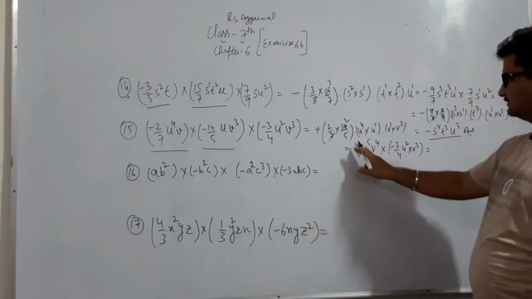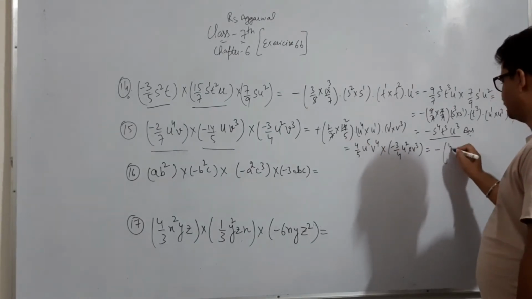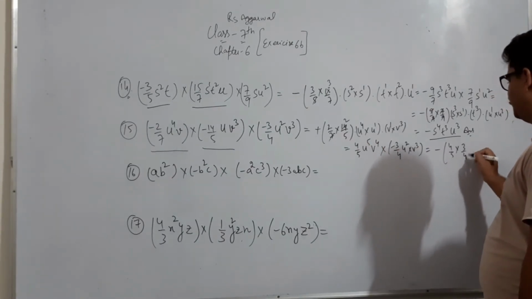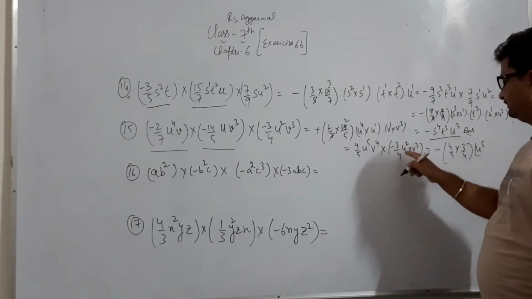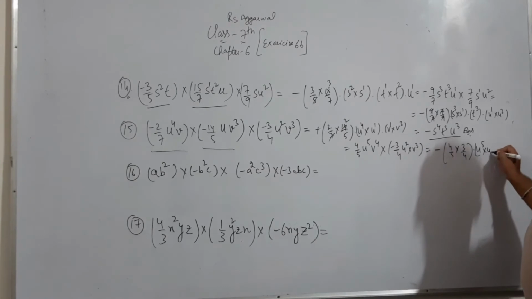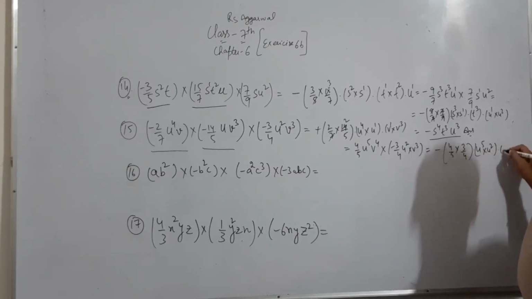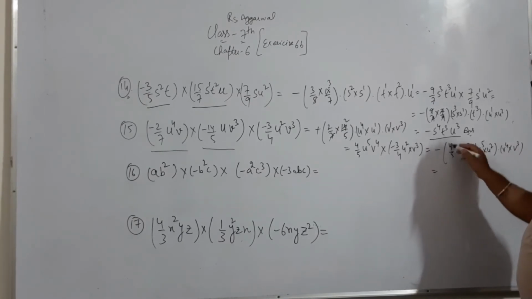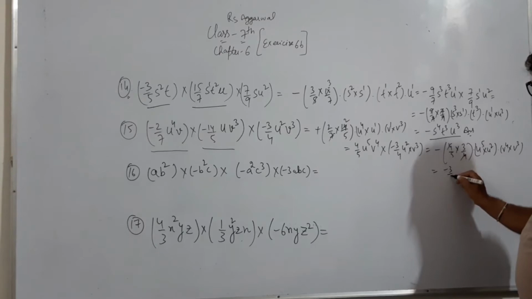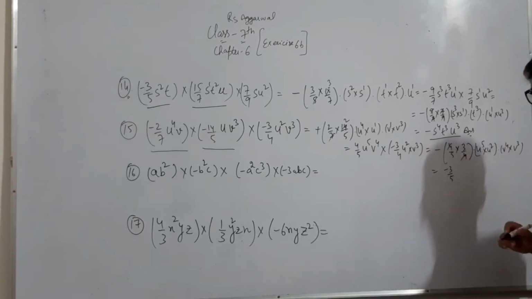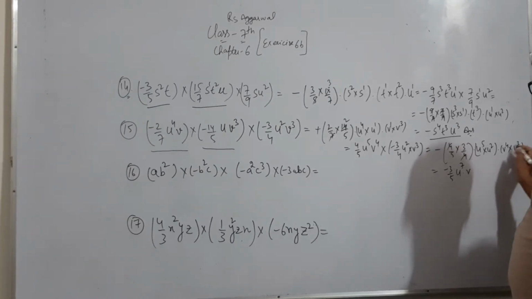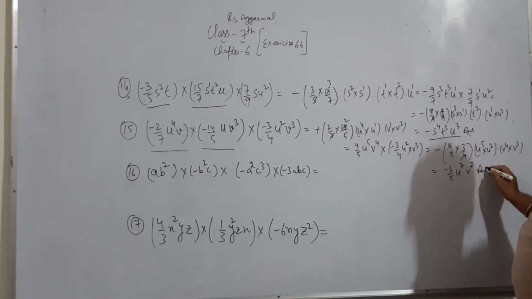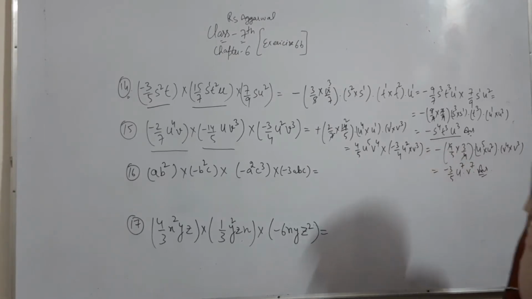Multiply the constants, sign here plus minus minus sign, then 4 by 5 multiply with 3 by 4, then u raised to power 5 multiply with u raised to power 2. Okay, next v raised to power 4 into v raised to power 3. So the 4 cancel, then minus 3 upon 5 is left. Here u raised to power 5 and 2, so we take u raised to power 7, and here v raised to power is 4 plus 3 is 7. So this is the answer of question number 15.